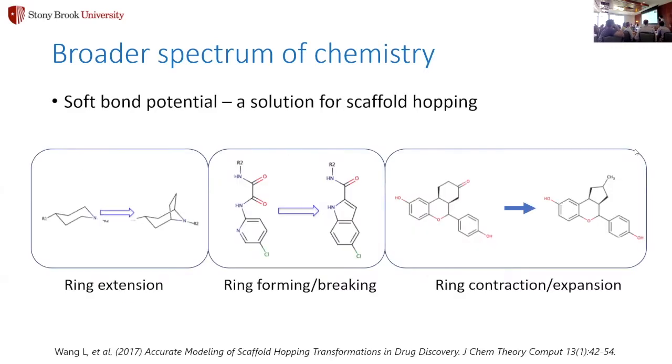These are things developed by Schrodinger, which allow different kinds of scaffold hopping. So ring extension, where you attach another ring onto an existing ring, forming and breaking a ring, and also contracting and expanding a ring. If they use their techniques, they can do relative binding free energy with more overlap in the phase space. So this is one of their advantages.